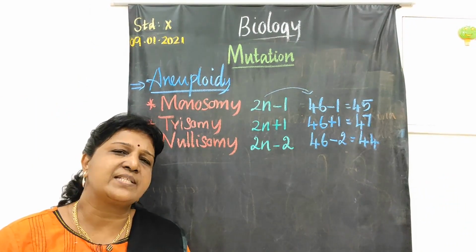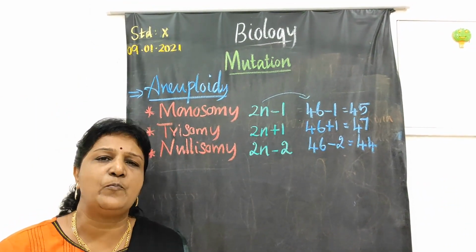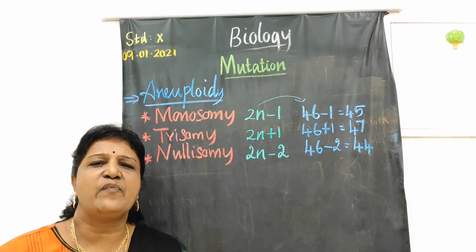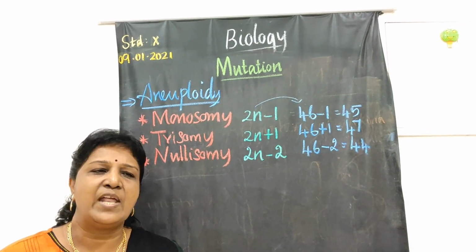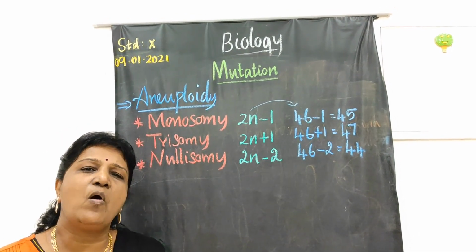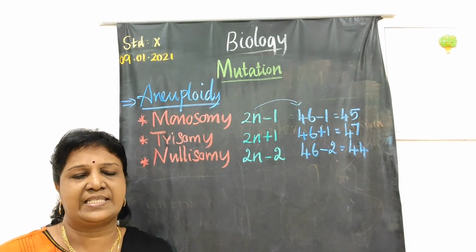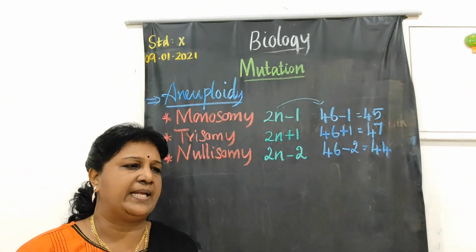Now what's the main difference between euploidy and aneuploidy? In euploidy, a set of chromosomes will be added, and in aneuploidy, one or more chromosomes will be added or deleted. That's the main difference between euploidy and aneuploidy.